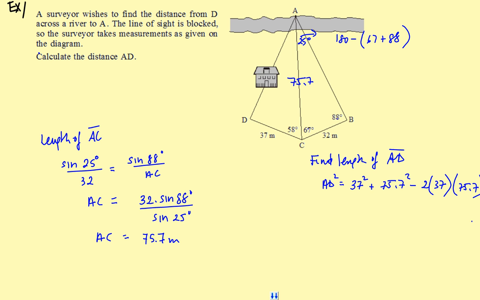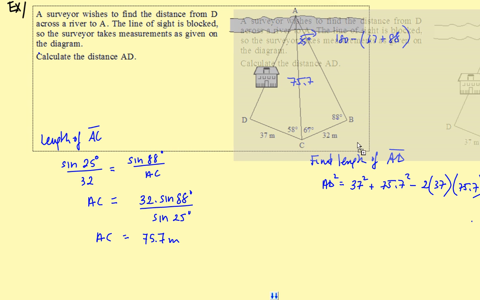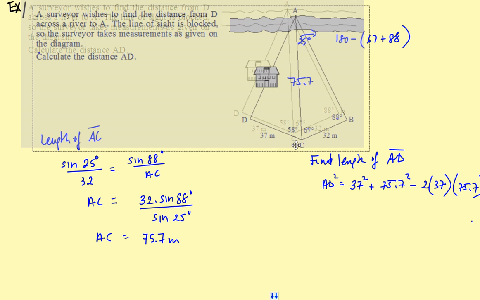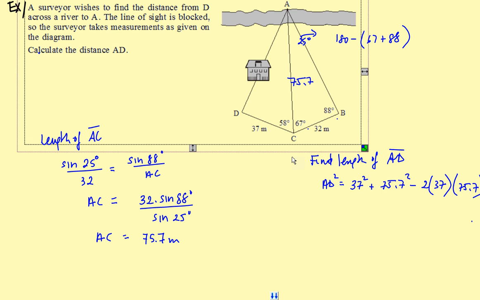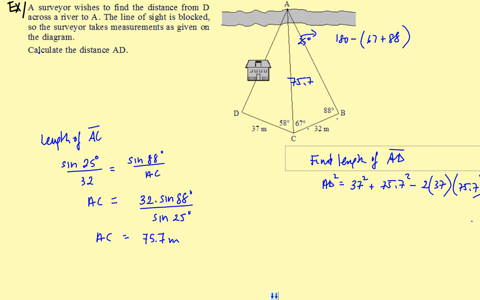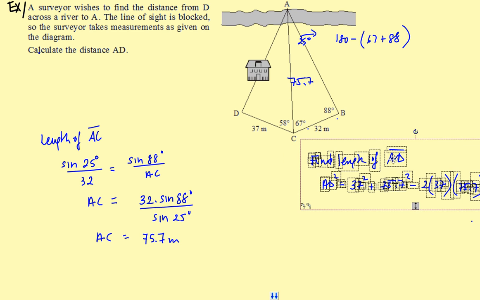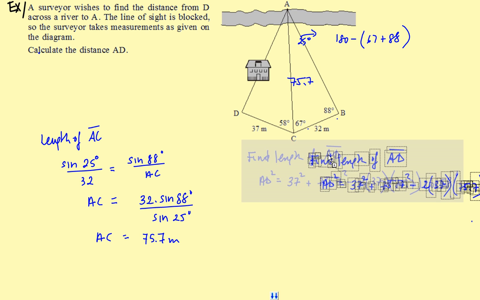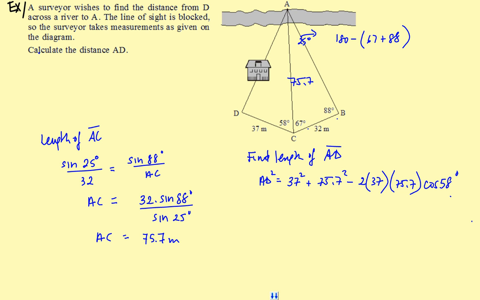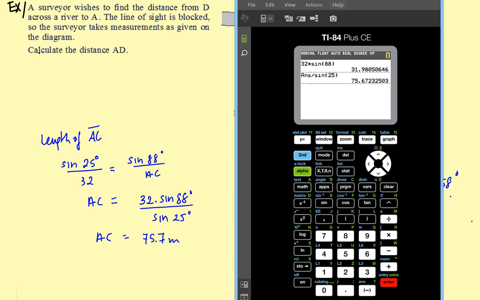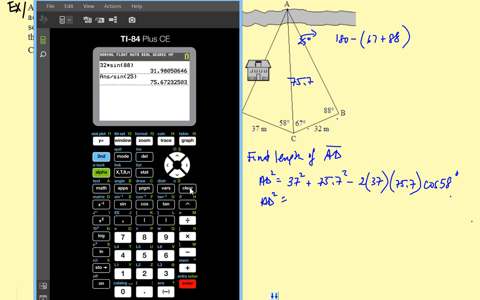The cosine of 58 degrees, which I don't think you're seeing on your screen because I moved everything over too much. So let me just adjust that so you can see everything on your screen. There. Alright, and so now I'm just going to place all of this into my calculator, so you have one more opportunity to see the calculations being done.